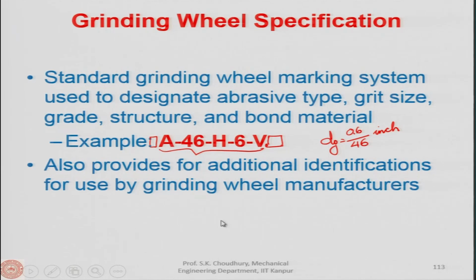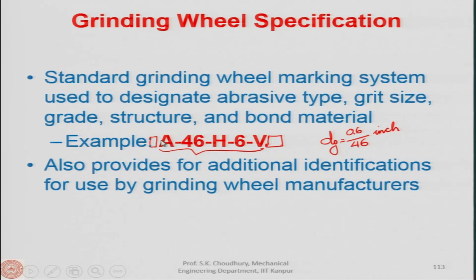Here it is written that the standard grinding wheel marking system is used to designate the abrasive type, grit size, grade, structure and bond material. It also provides for additional identification for use by the grinding wheel manufacturers in the beginning and or at the end. So, this is the complete signature of a grinding wheel.